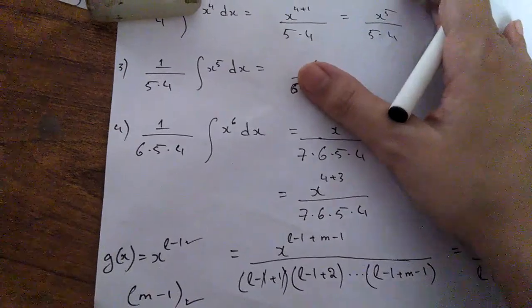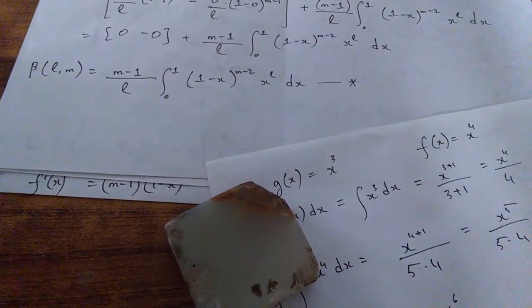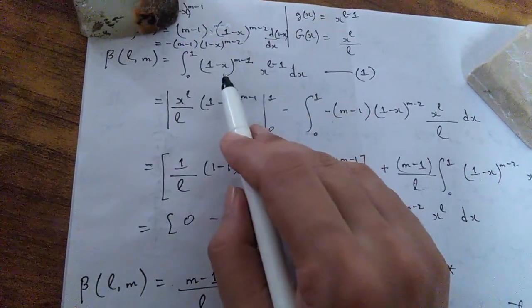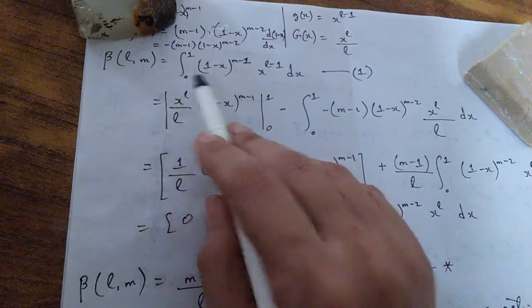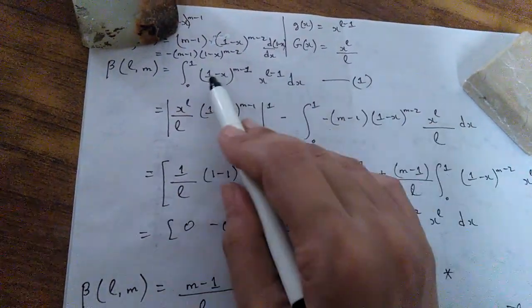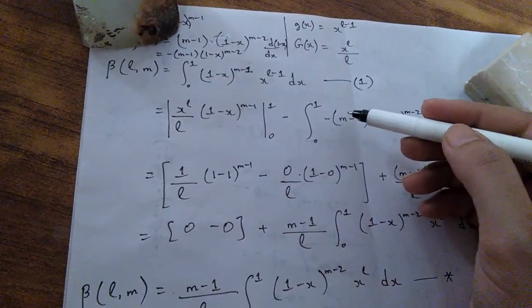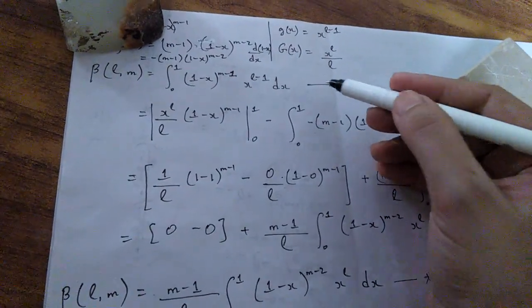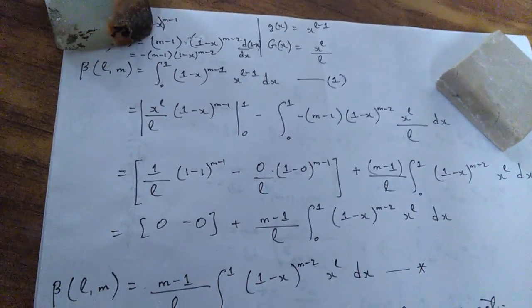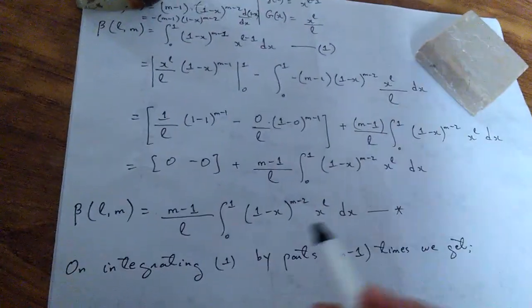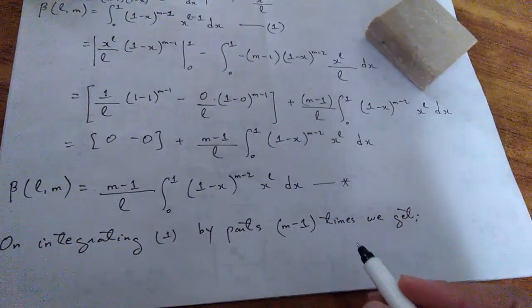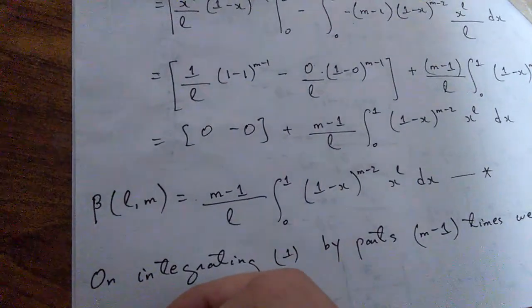Now let's move ahead and go back to the place where we stopped. For my convenience, I have named my original Eulerian integral of the first kind, the beta integral, as our equation number 1. This is something that I have to handle with integration by parts. I applied by parts the first time and got this answer. So you keep on applying by parts on this equation m minus 1 times. On integrating equation 1 by parts m minus 1 times, we are going to get something like this.